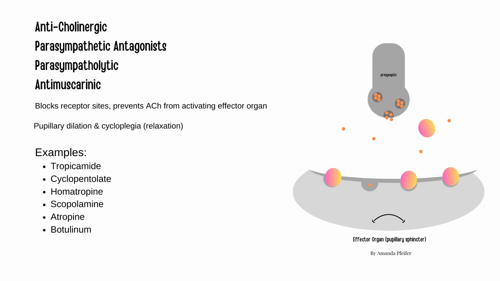So in summary, we have four different names for this drug. We have anticholinergic, parasympathetic antagonist, parasympatholytic, and antimuscarinic. It blocks the receptor sites, so it prevents the acetylcholine from activating the effector organ. In response, you get pupillary dilation and a cycloplegic response. Our most prominent examples are tropicamide, cyclopentolate, atropine, botulinum toxins, and things like that.